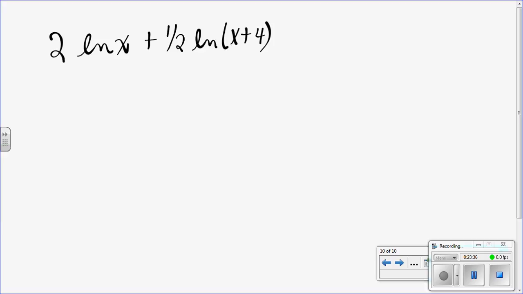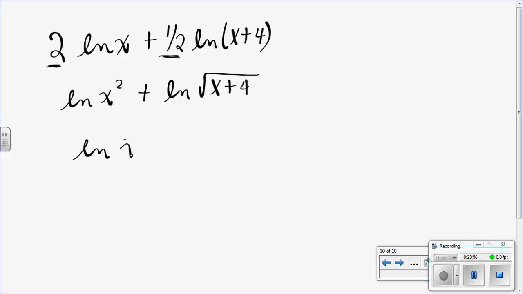What do these things go? X exponent. So the natural log of x squared plus the natural log of the square root of x plus 4. And combine together the natural log of x squared.